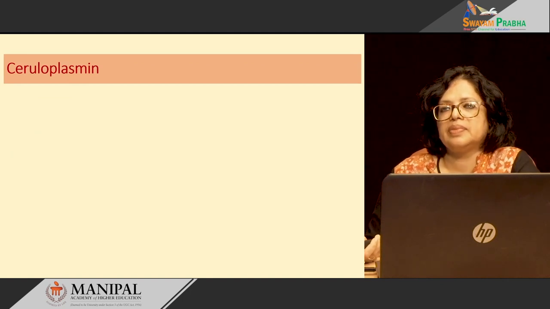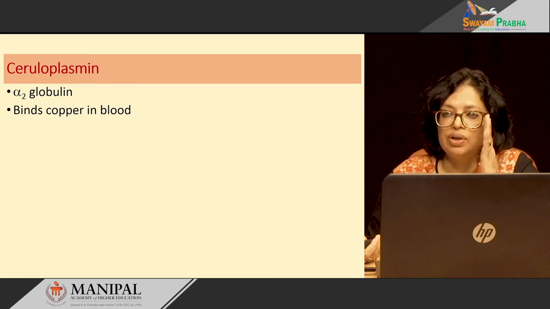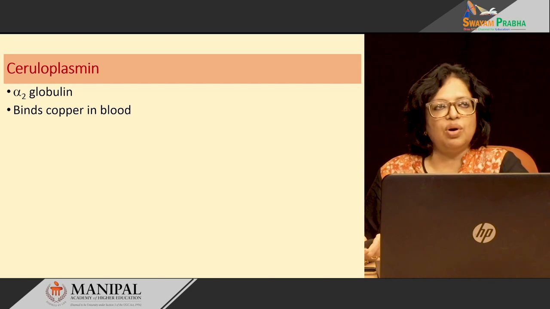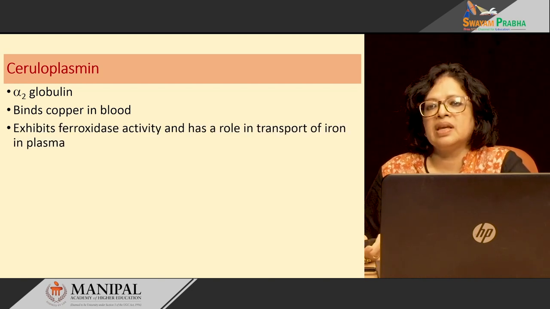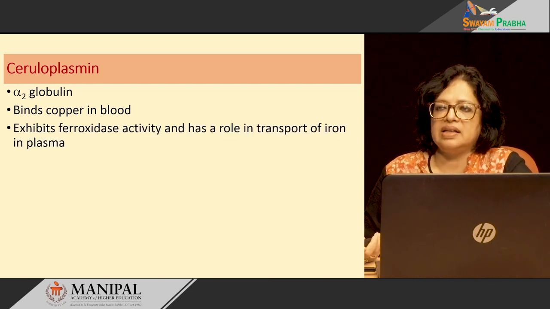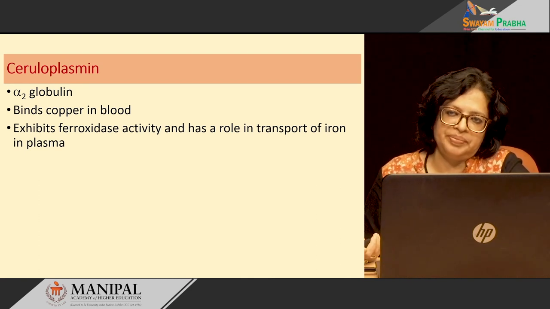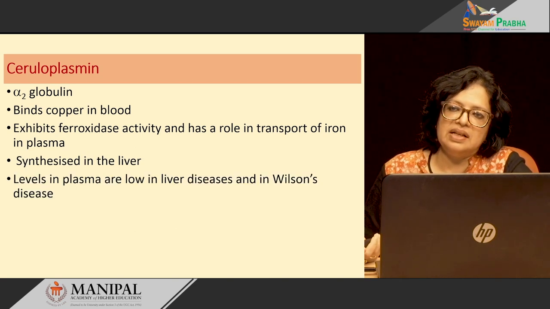Ceruloplasmin is an alpha 2 globulin. It migrates in the alpha 2 band in electrophoresis and it binds to copper in blood. It exhibits a ferroxidase activity and has a role in the transport of iron in plasma. It is synthesized in the liver.